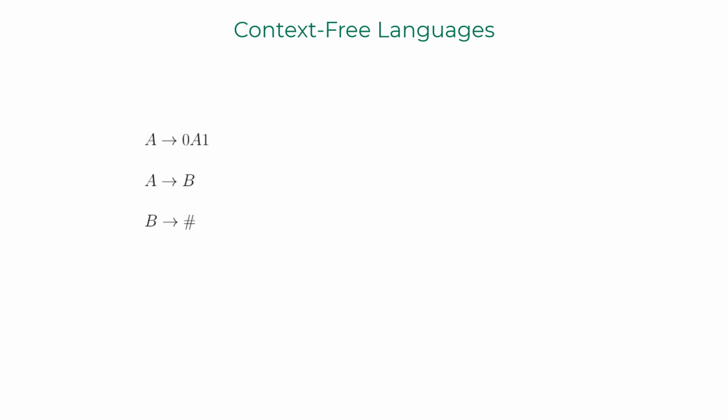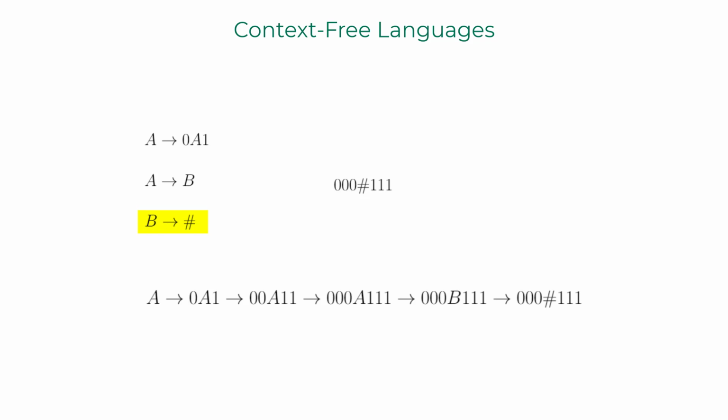Now let's see how these production rules generate the string 000#111. A can generate 0A1. We can repeat the same 2 more times, after which we can use the second production rule to arrive at B. And finally, the third production rule to generate the required string. The sequence of substitutions to obtain a string is called a derivation.